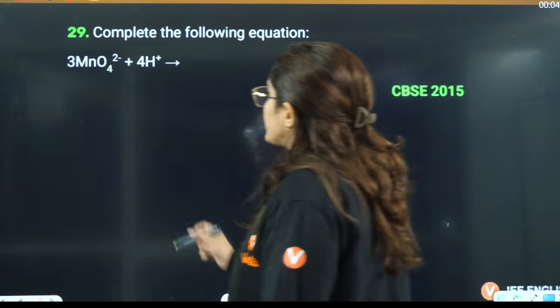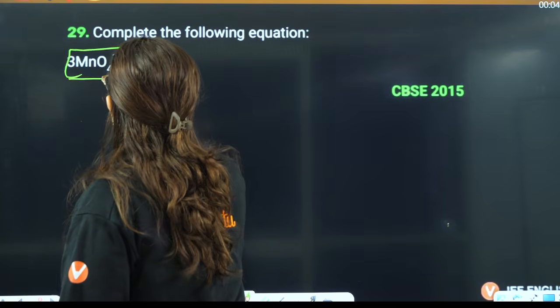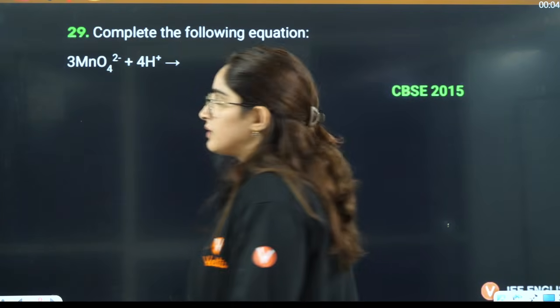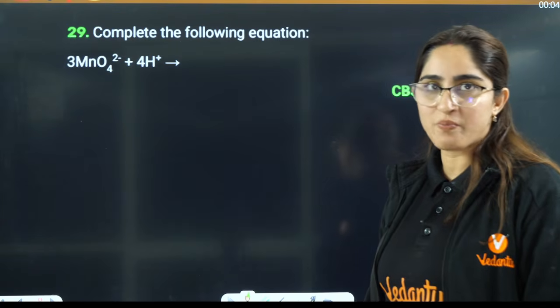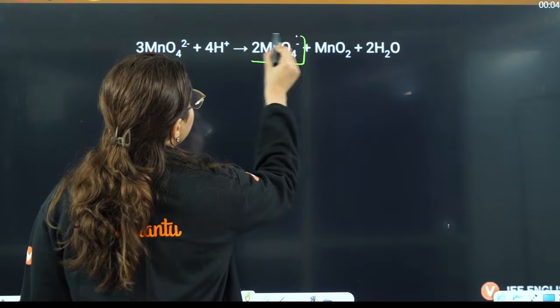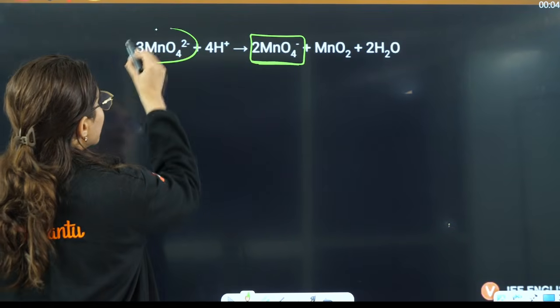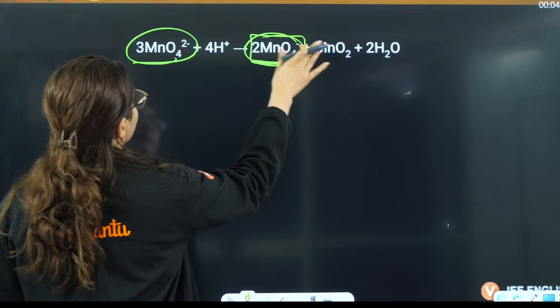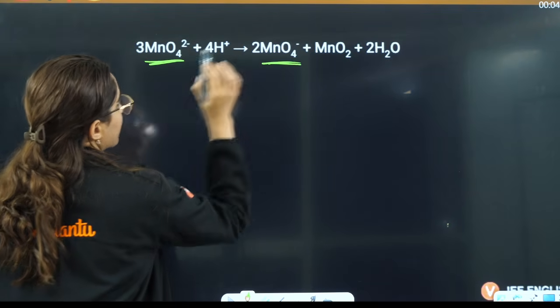Complete the following. You have MnO4 2 negative in the acidic medium. This is converted to manganate. This is permanganate. It is converted to manganate. Green to purple.